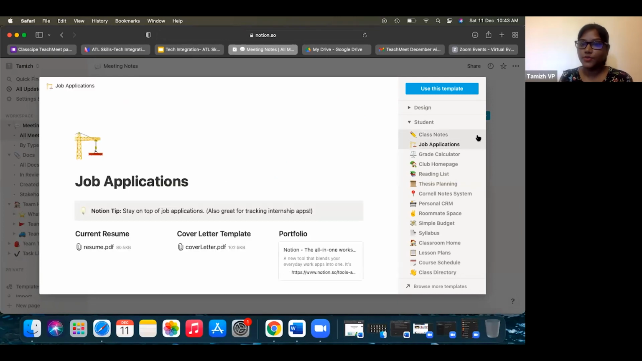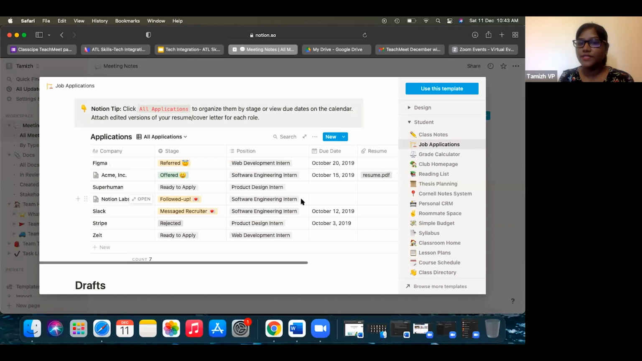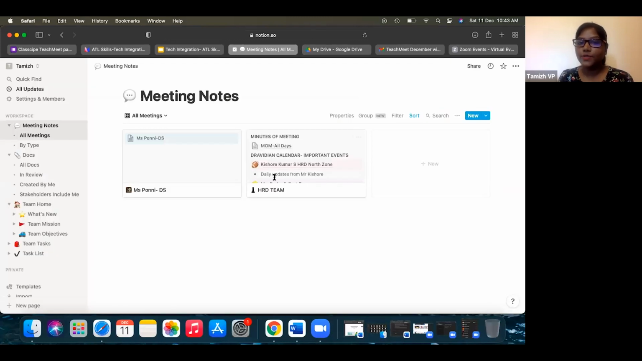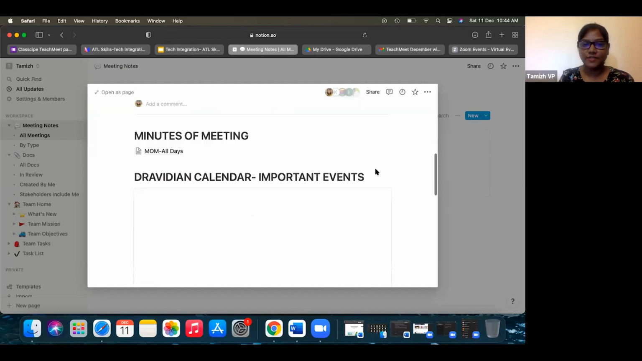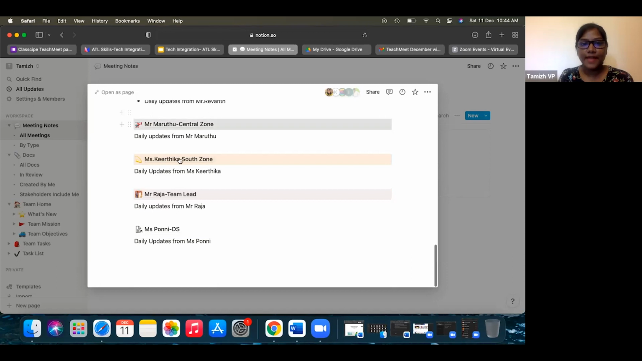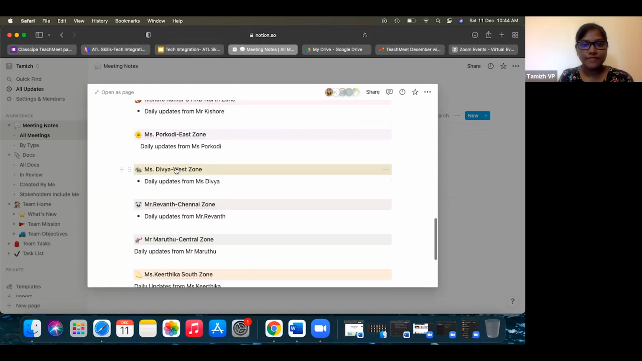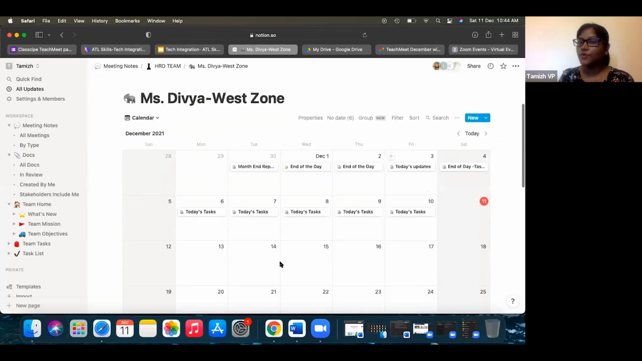I've not used it in school before, but you can look at these examples and see how best you can use it. Now, what I do with my team is that they have a page like this in which I have a general monthly calendar over here. And then to each and every person's page I go. So you can create sub pages. You can have your own calendar. And for each calendar, you can give the end of the day updates. This is how I use it.